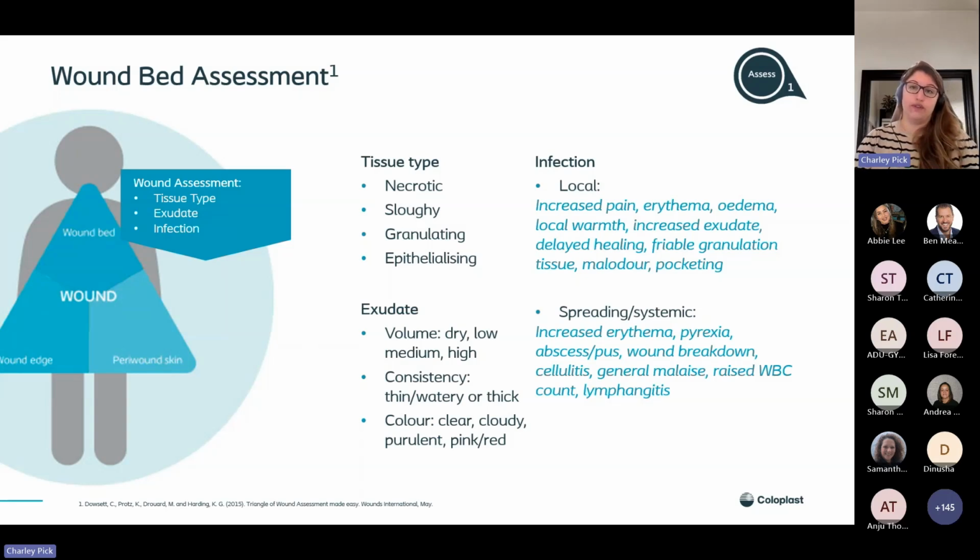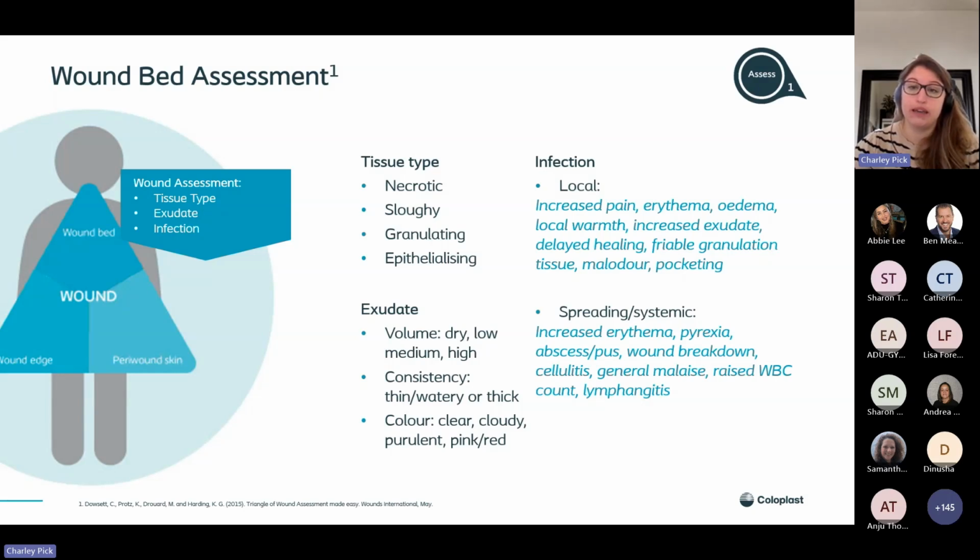And your local signs of infection are that increased pain, your erythema, your edema, so your swelling, that local warmth around that wound edge, increased exudate, delayed healing, your friable granulation tissue, so that's when that granulation tissue bleeds really easily or bleeds without you having to touch it, any malodor or pocketing.